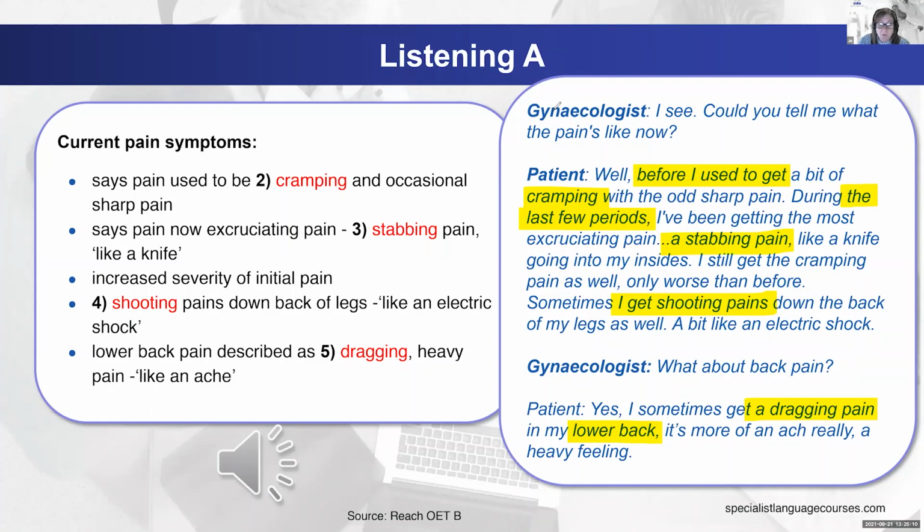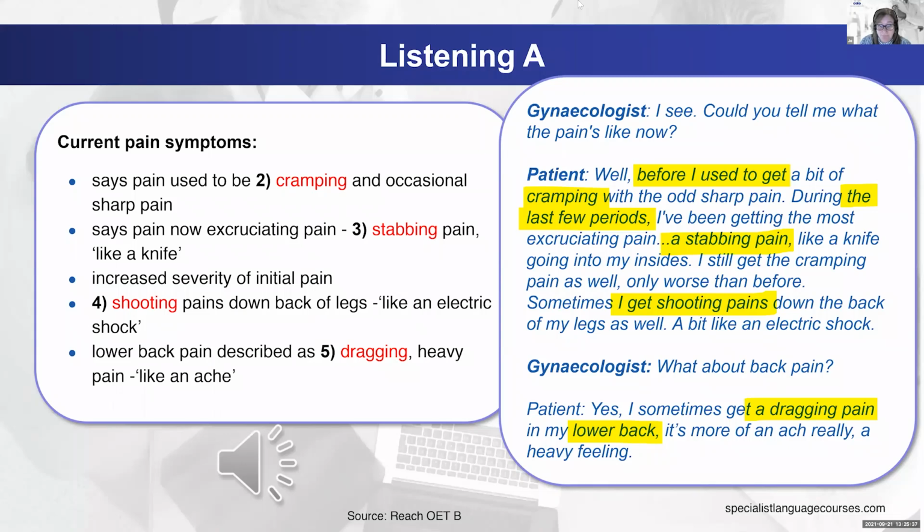So anytime you do OET Listening A practice or any listening practice, it's always a good idea to listen again with the transcript. Find out why you got an answer wrong, and also use it for vocabulary. Here we've got great examples of different types of pain, so you can use it, and that will help with your OET speaking, reading, and perhaps even writing.